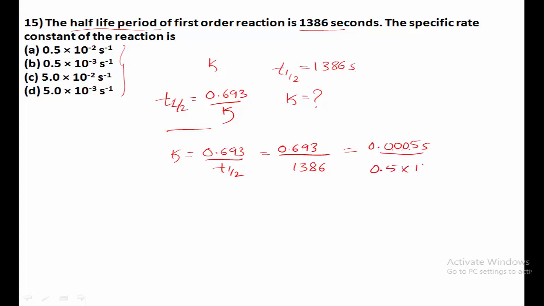0.5 into 10 raised to minus 3 per second. So which is the correct answer? Option B, 0.5 into 10 raised to minus 3 per second. This is the specific rate constant of the reaction.